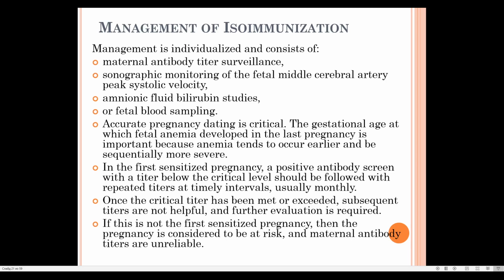The gestational age at which fetal anemia developed in the last pregnancy is important because anemia tends to occur earlier and be sequentially more severe. In the first sensitized pregnancy, a positive antibody screen with a titer below the critical level should be followed with repeated titers at timely intervals, usually monthly. Once the critical titer has been met or exceeded, subsequent titers are not helpful and further evaluation is required.